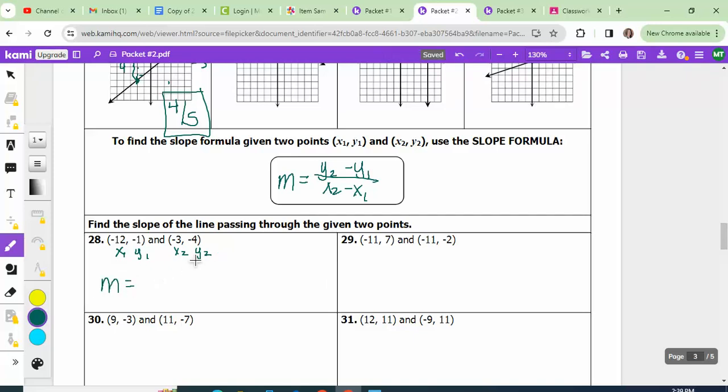So we do our formula. y2 is -4, minus y1 is -1, over x2 is -3 minus x1 was -12. So -4 minus 1 is -5. Change, so -3 plus 12, 9. And we usually put these as a fraction in lowest terms, so that reduces to -1/3.